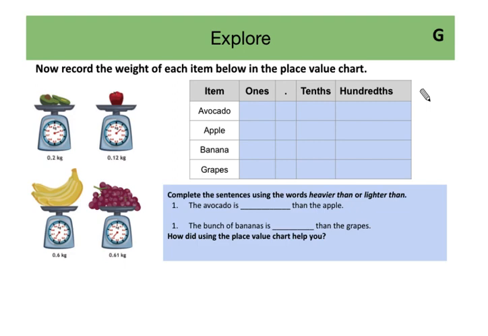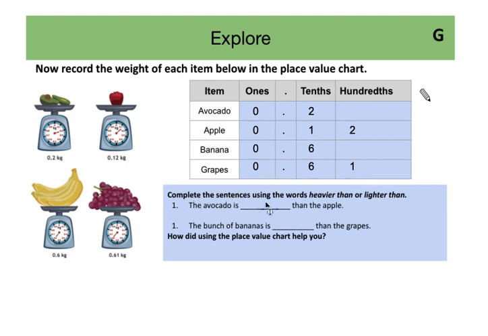So did your place value chart look something like this? Right? We just wrote it as it was here on the scales. Avocado, 0 and 2/10. Apple, 0 and 12/100. Banana, 6/10, and grapes, 61/100.